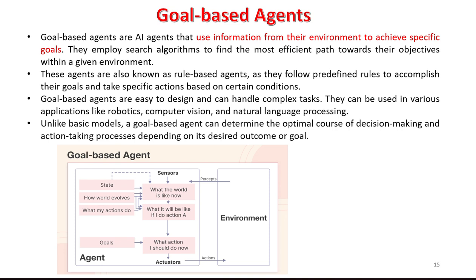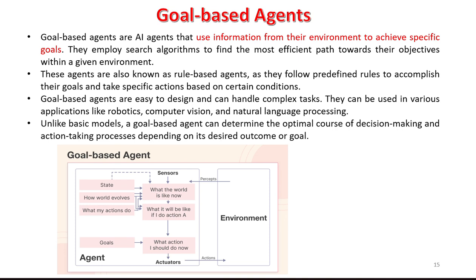To employ the search algorithm to find the most efficient path towards their objectives within the given environment. These agents are also known as rule-based agents. So some rules are already there. We need to follow the rules for creating a new work, as they follow the predefined rules, accomplish their goals, and take specific actions based on certain conditions.